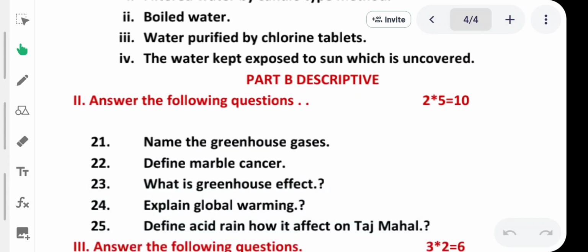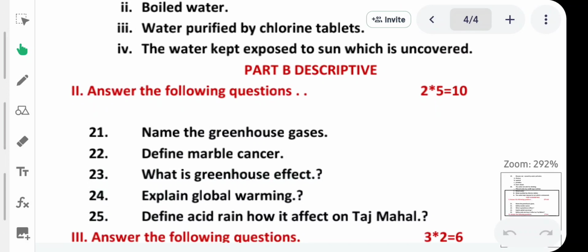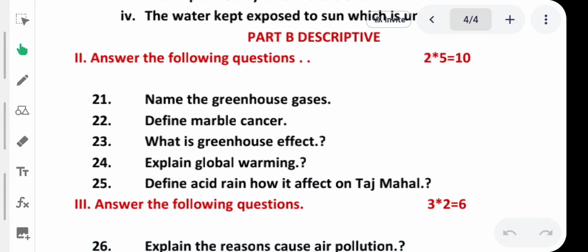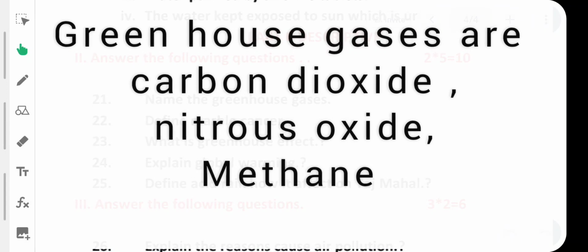Next question part, that is, descriptive type of questions are there. 5 questions are there for 2 marks, totally 10 marks. Here, name the greenhouse gases. Greenhouse gases are methane, nitrous oxide, carbon dioxide, all these are the greenhouse gases.